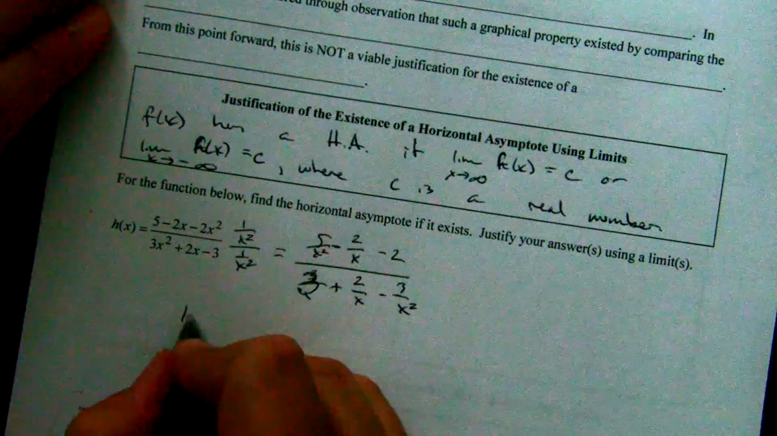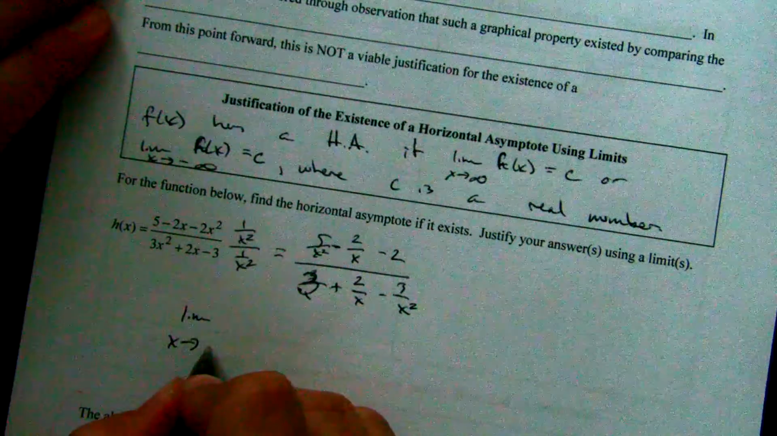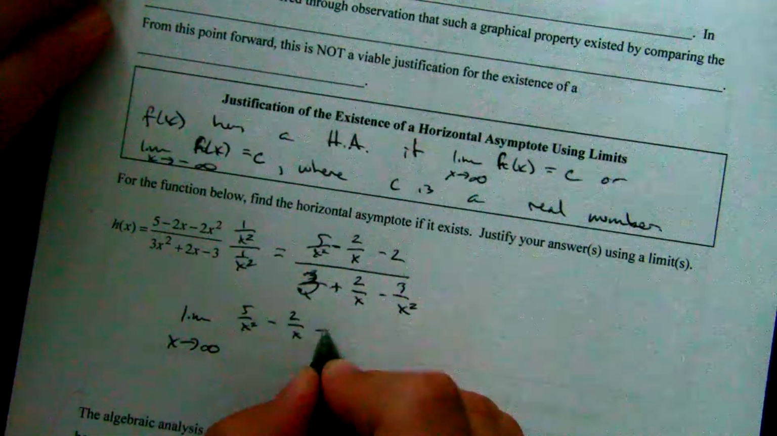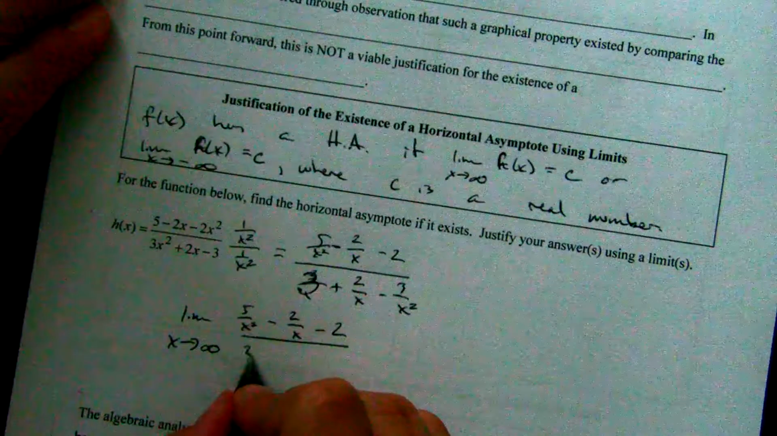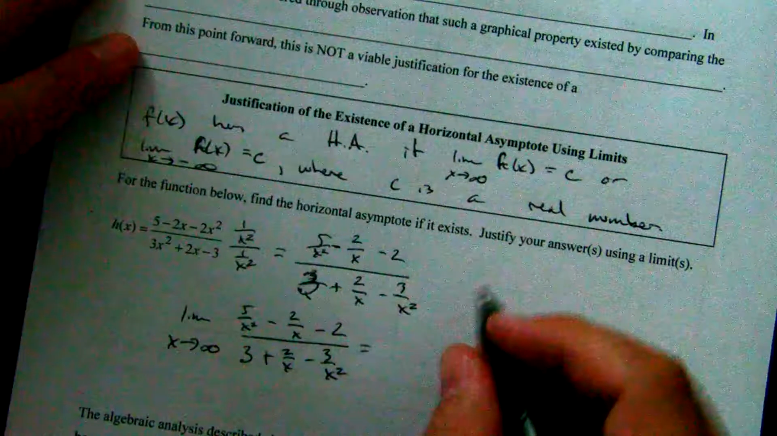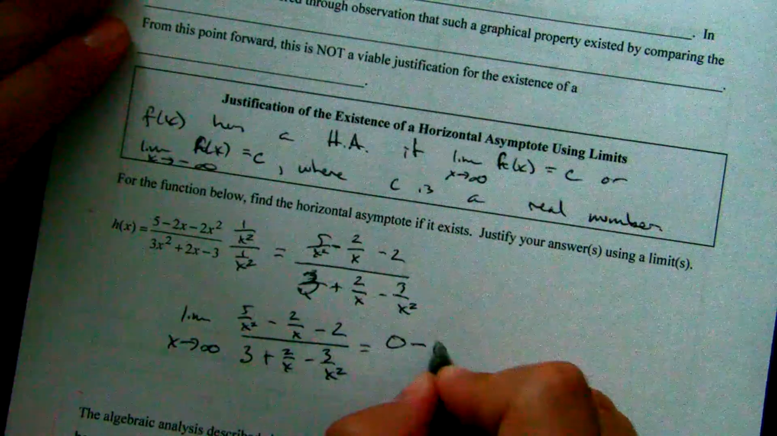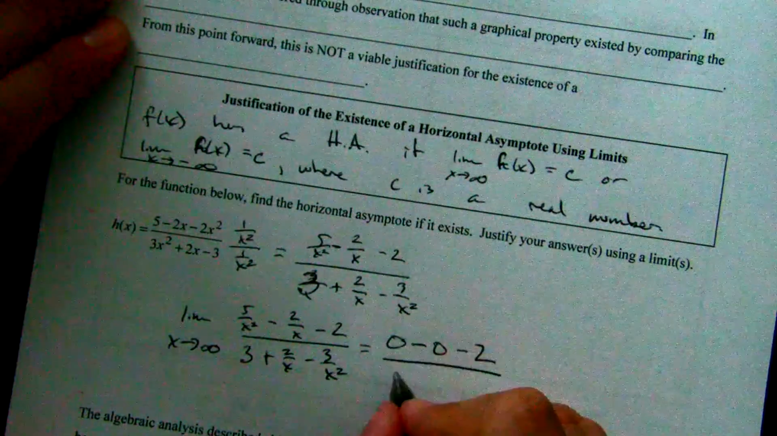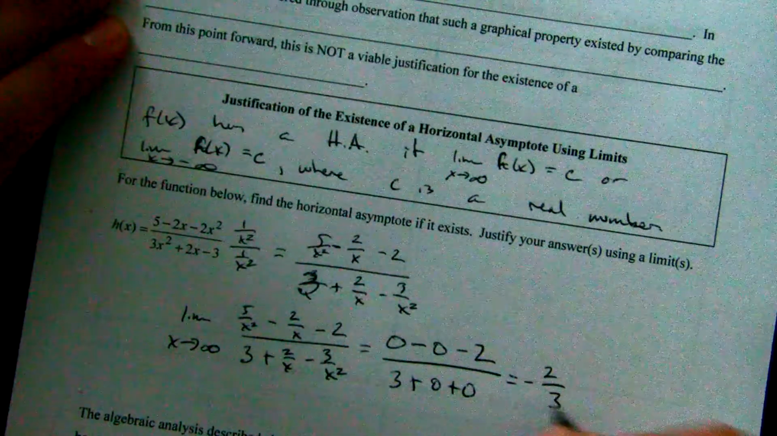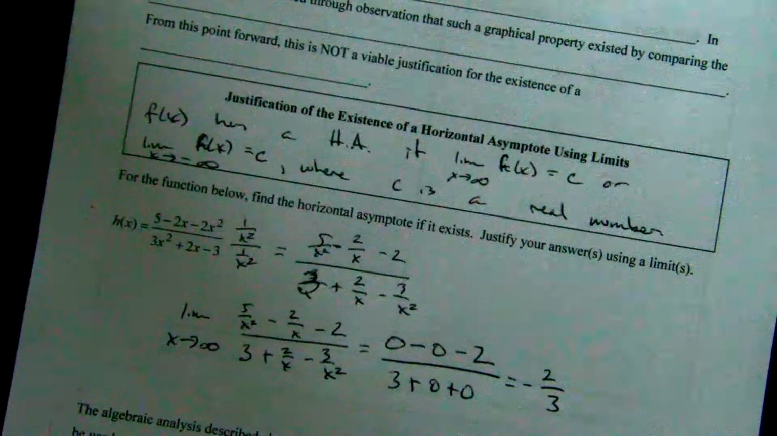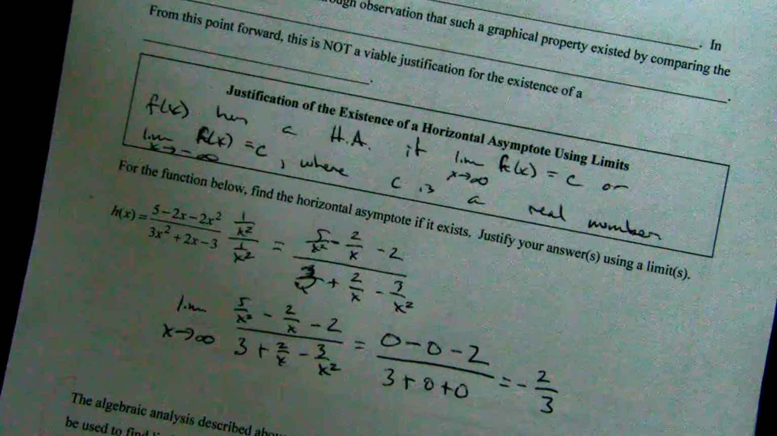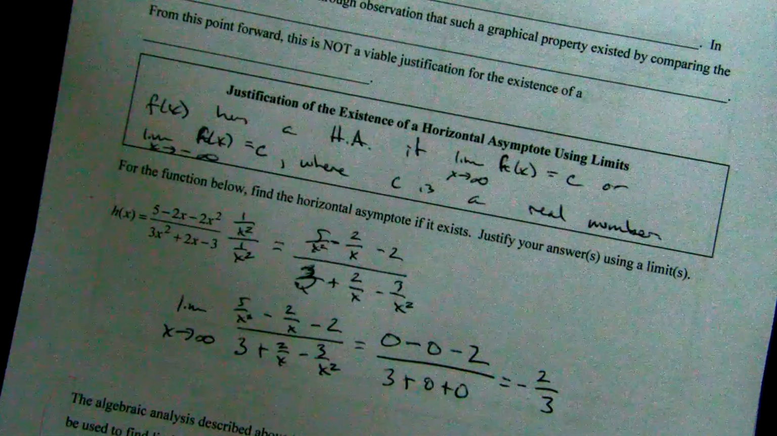And if I take the limit as x approaches infinity of 5 over x squared minus 2 over x minus 2 over 3 plus 2 over x minus 3 over x squared, I get 0 minus 0 minus 2 over 3 plus 0 plus 0, which gives me negative 2/3. And that tells me that I have a horizontal asymptote at negative 2/3. I'm going to stop here, and then I'm going to pick up the rest of the notes in the next video.